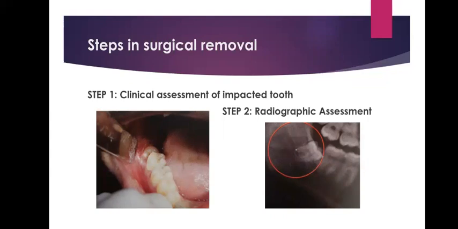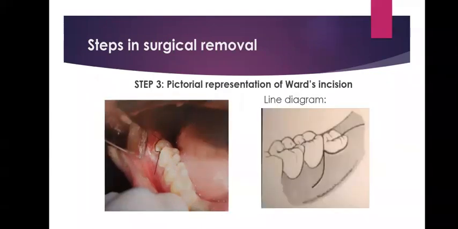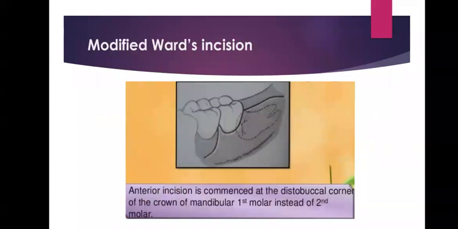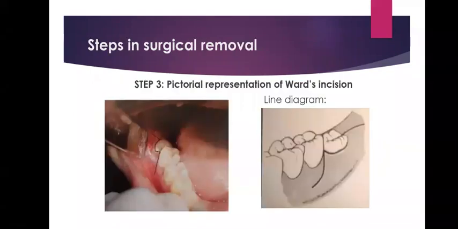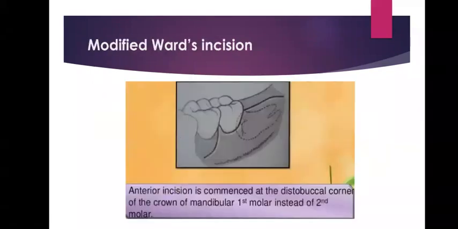Step 1 is the clinical assessment of the impacted tooth. Step 2 is radiographic assessment. Step 3 is pictorial representation of the Ward's incision. Now you can see the line diagram of the Ward's incision on the right. So what is the modified Ward's incision? In the modified Ward's incision, the anterior incision is commenced at the distobuccal corner of the mandibular first molar instead of the second molar. In the Ward's incision, it is the distal aspect of the second molar. In the modified Ward's incision, it is commenced at the distal aspect of the mandibular first molar.